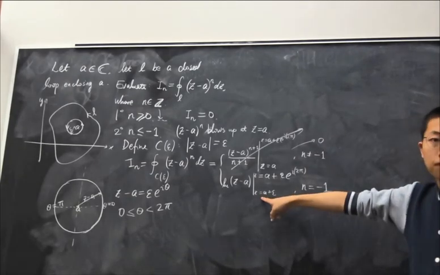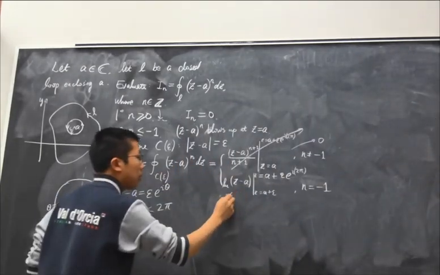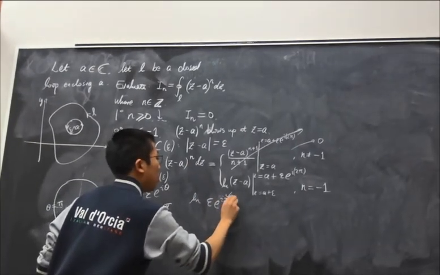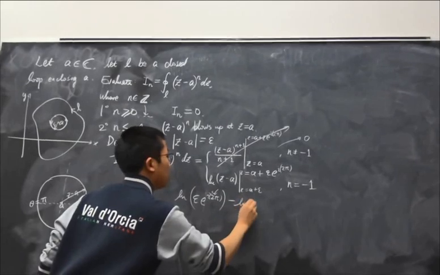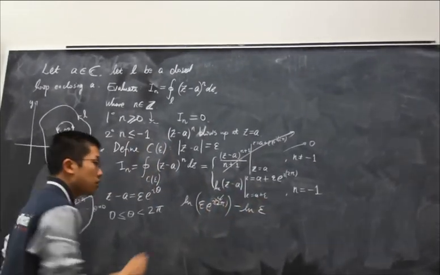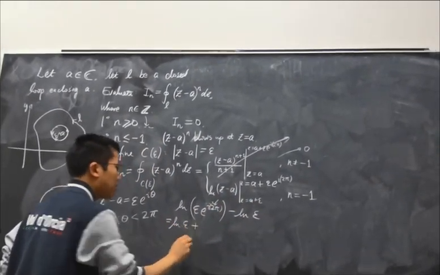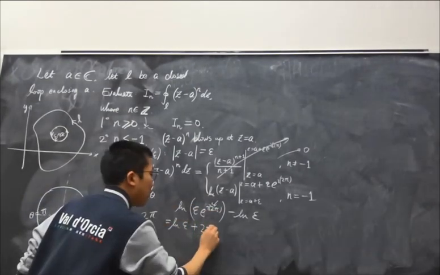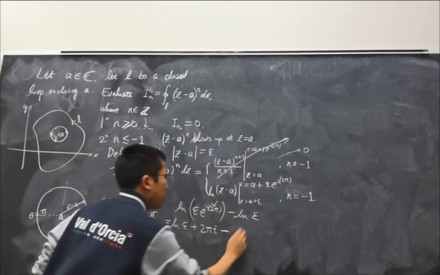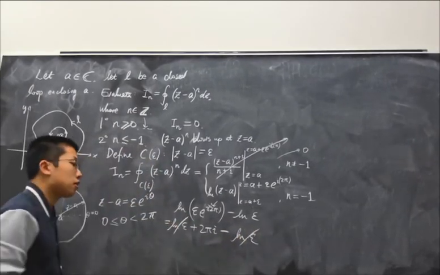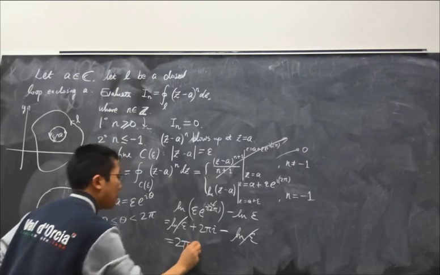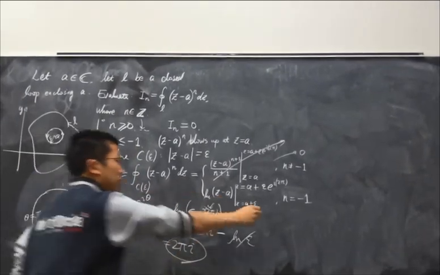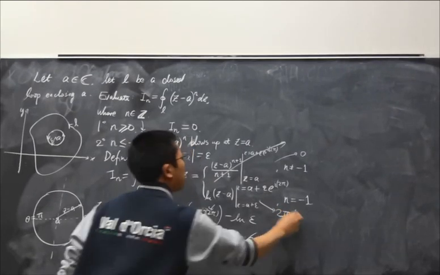But for this one, we are literally talking about ln of epsilon times e to the i times 2 pi, minus ln of epsilon, right? So that's just ln epsilon plus ln of e to the power of i 2 pi. That is just 2 pi i. Minus this one, which is ln epsilon. This one cancels. So we are left with 2 pi i. Right? So this integral is 2 pi i.